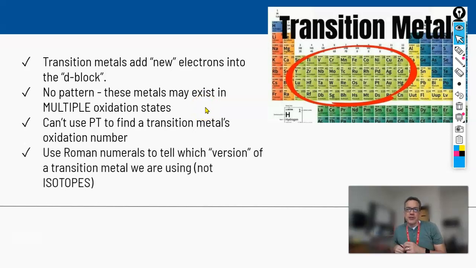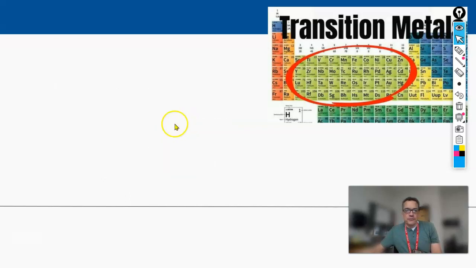Since a number of these elements can exist at different oxidation states, what that means is some of them might be +2 or +3. We have to use Roman numerals to tell which version of the transition metal we end up using. I'll give you an example of this in just a moment. And a note here, these are not isotopes.